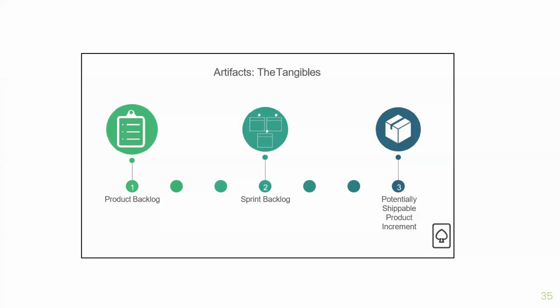A sprint backlog is what you want to do over that 2-week period. Like I said, sprints are usually 1 week, 2 weeks, 3 weeks, and then 4 weeks, right? And then the last one is the potentially shippable product increment. What that means is what you plan to deploy to customers once you are done with the sprints.